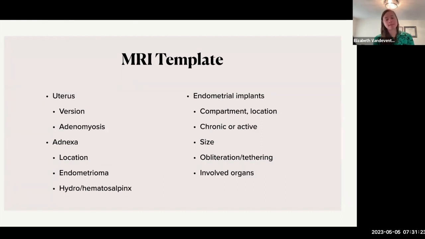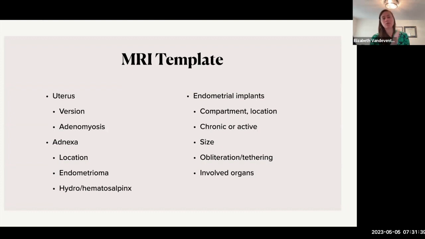Next, we look at the adnexa. You want to look at the location. Like we saw on ultrasound, you can have kissing ovaries where the ovaries are retracted and pulled behind the uterus or just in any abnormal space. You want to look for the presence of endometriomas, and you want to look for any sort of hydrosalpinx or hematosalpinx that might be related.